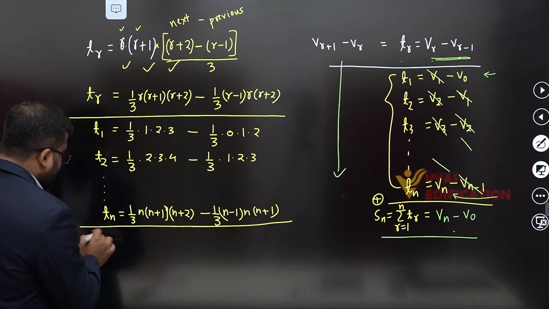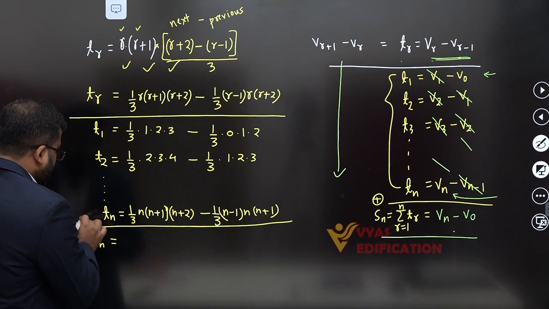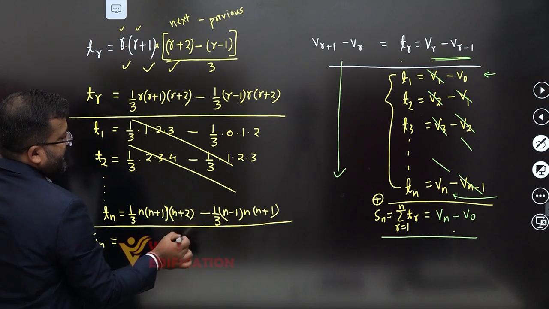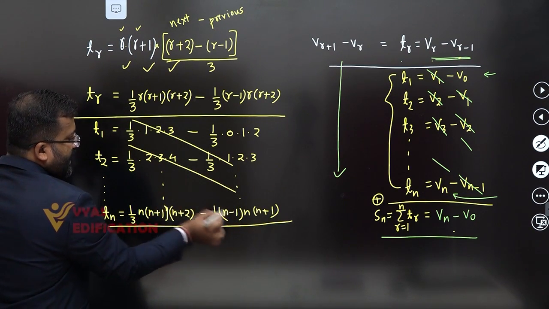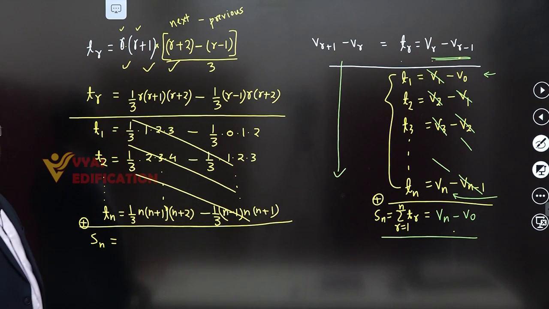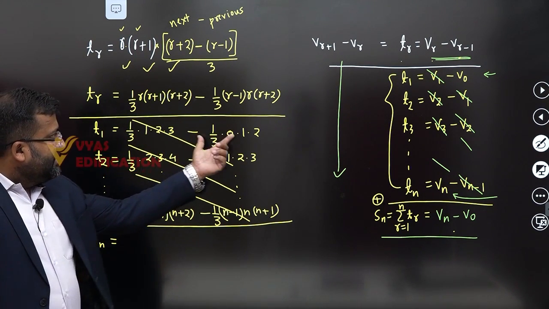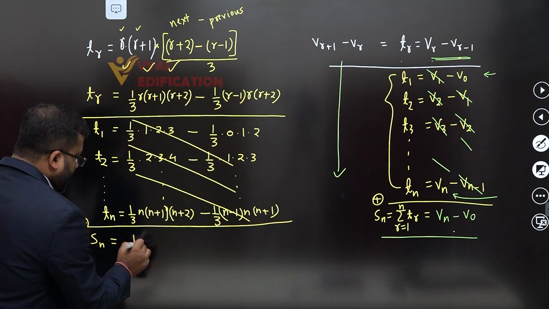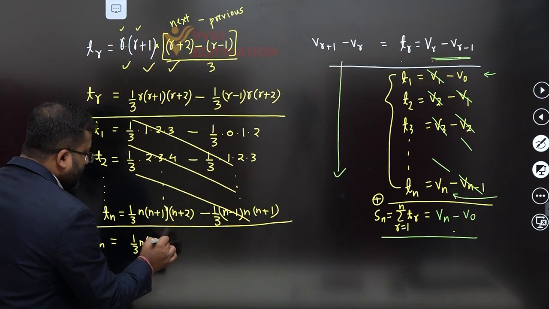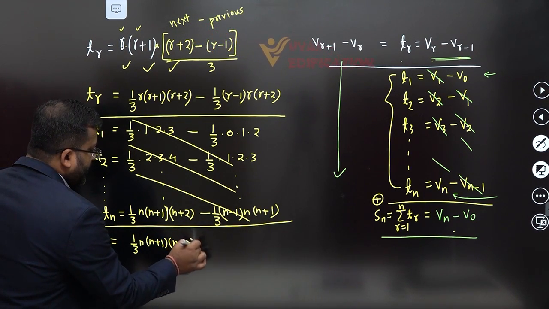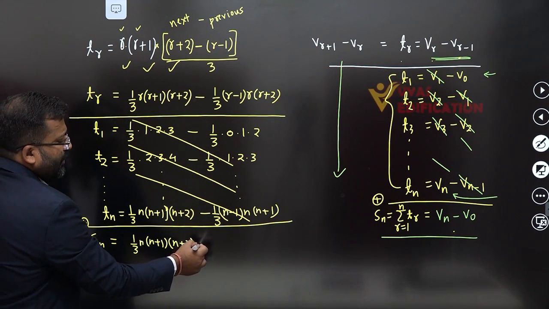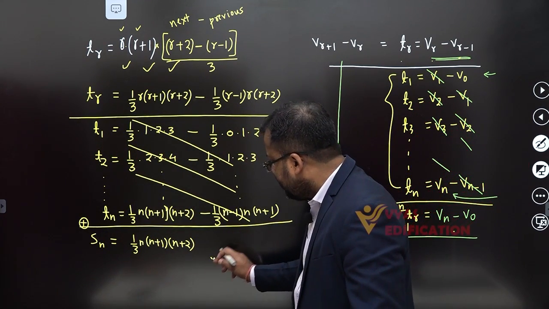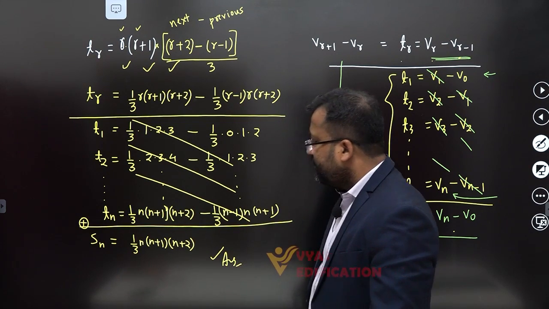And now if I add, Sn will be equal to adding all of these. I see this gets cancelled with some term over here, and this here will get cancelled with some term over here. From the first term, this remains, and from the last term, this will remain. What we'll get is 1 by 3 times n plus 1, n plus 2. This is actually 0. Is that the final summation? Yes, this is the final summation, and that's the answer for this question.